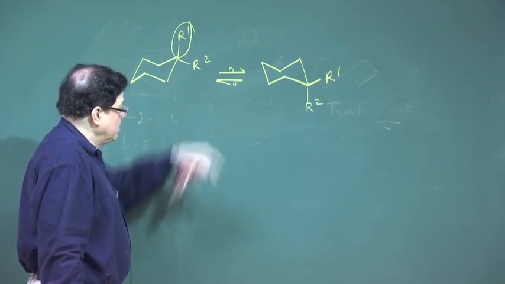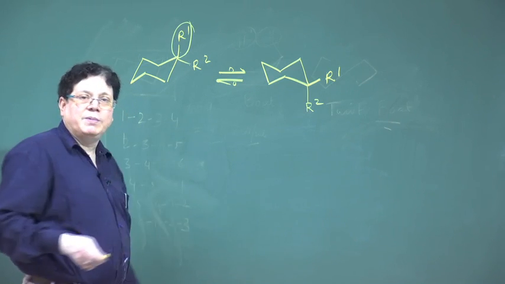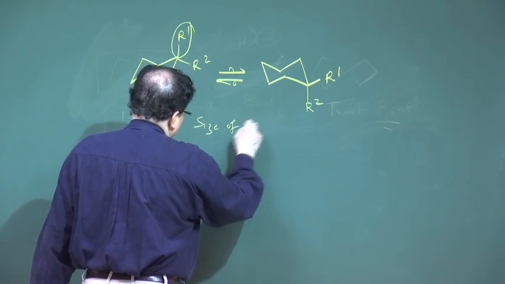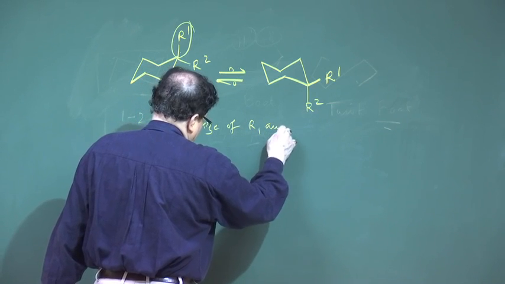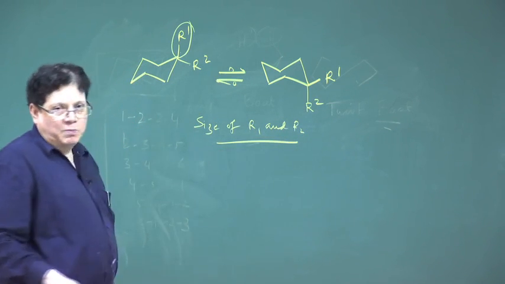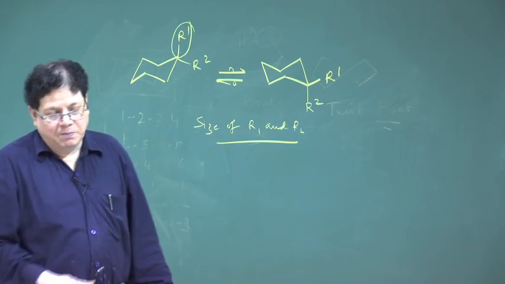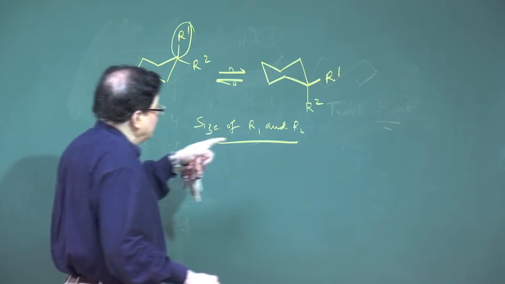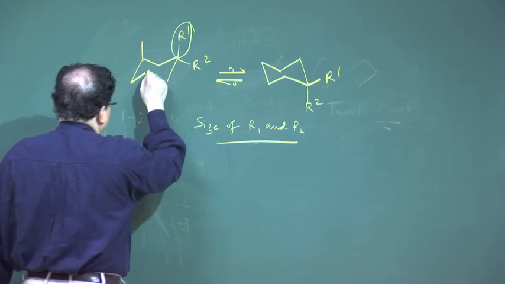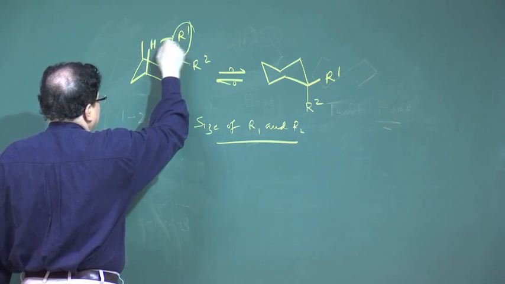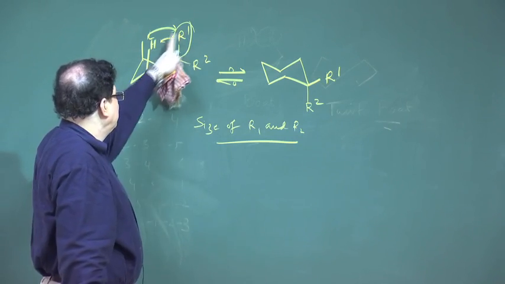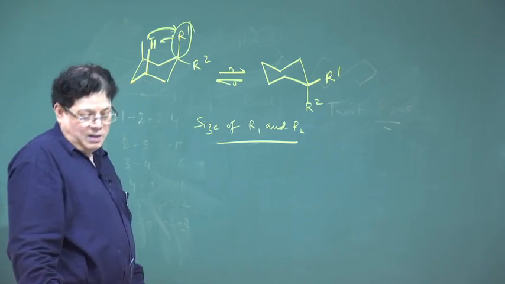R1 has become equatorial. Now, which one will predominate? That will depend on the size of R1 and R2. The rule of thumb says that the bigger group occupies the equatorial position, in order to avoid the interaction which is called 1,3-diaxial interaction with the axial group. So, the bigger the group, this interaction will be more.